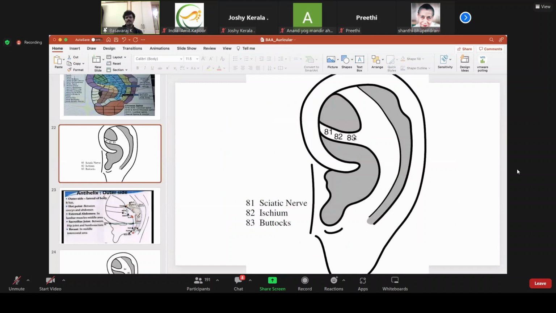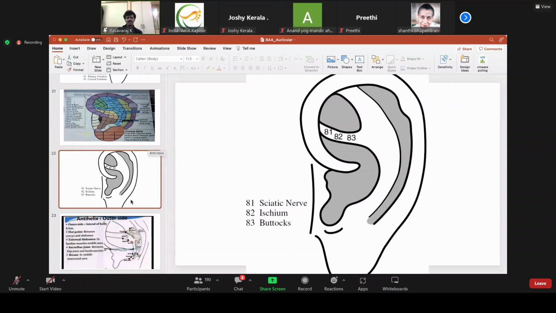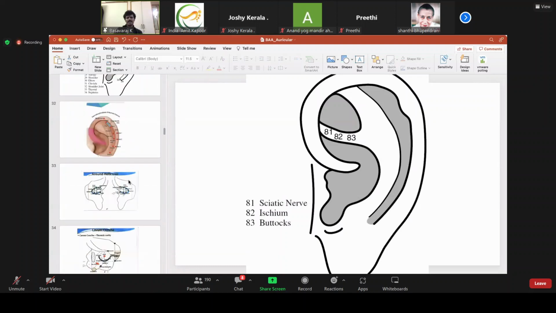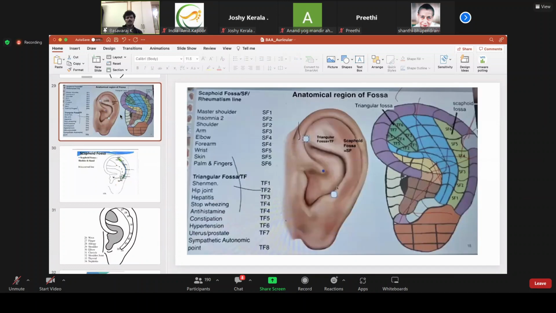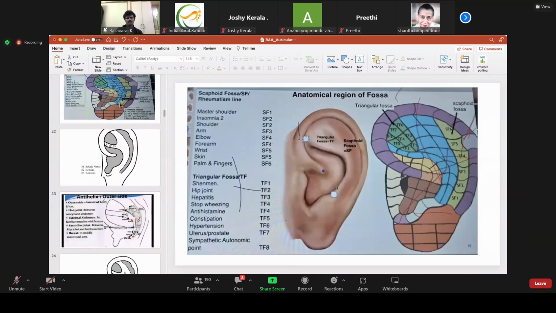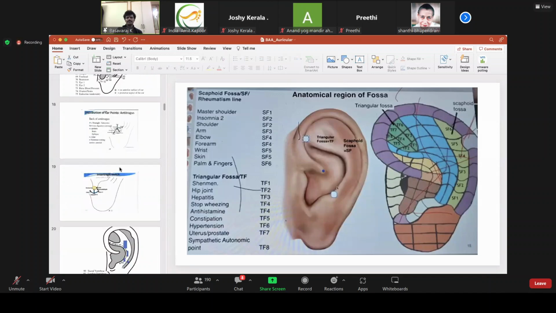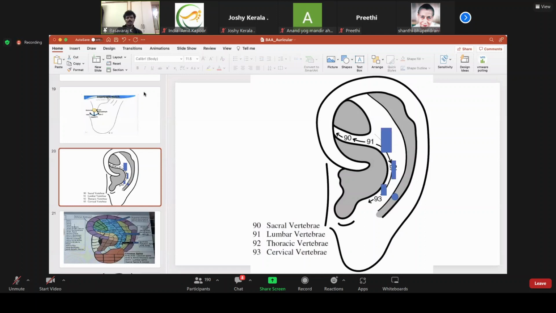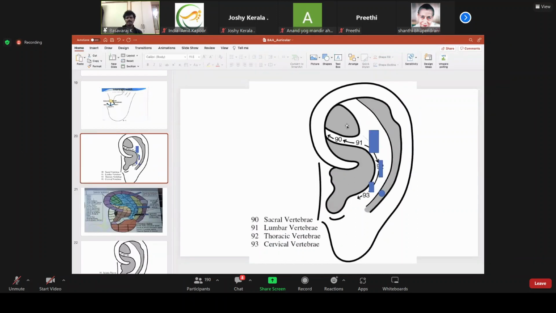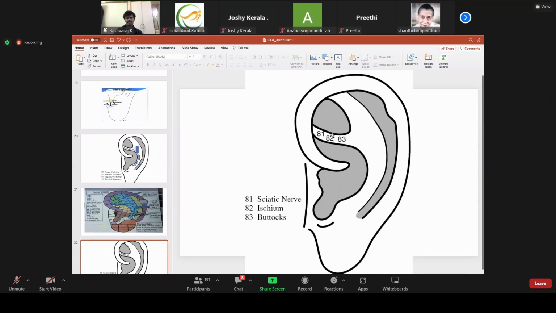So this is the area of the buttocks, incision, and sciatic nerve as shown in the picture. So just combine the sciatica nerve. There are three different nerves which pass through the sciatica. Out of that, which we are using, this is the area, 82 and 81. Normally, we get the sciatica nerve for three different meridians. One is urinary bladder, another one is gallbladder, and another one is the spleen.